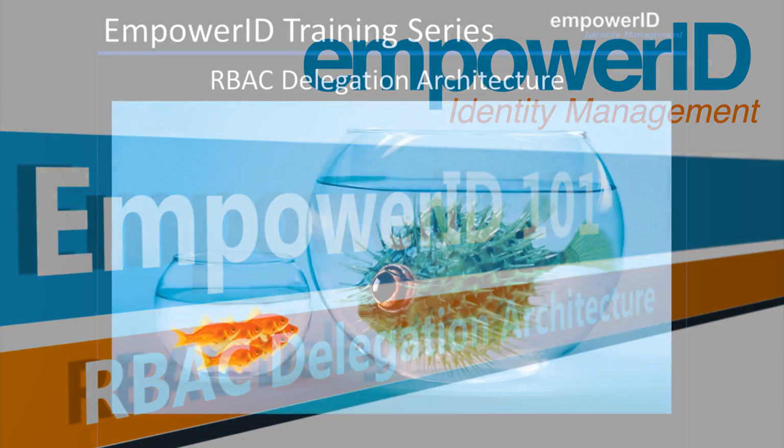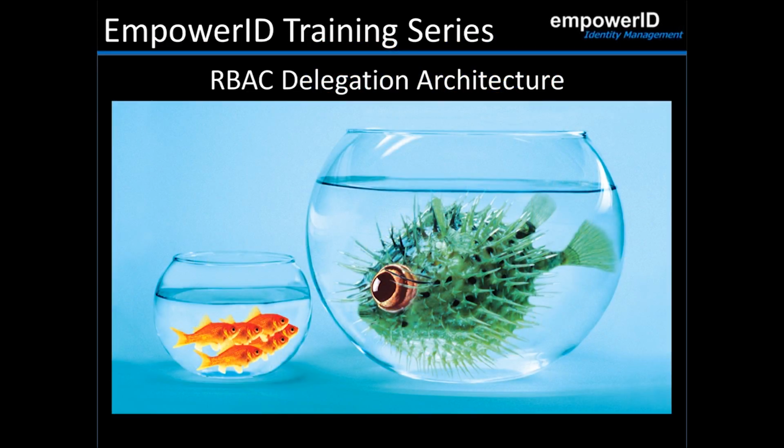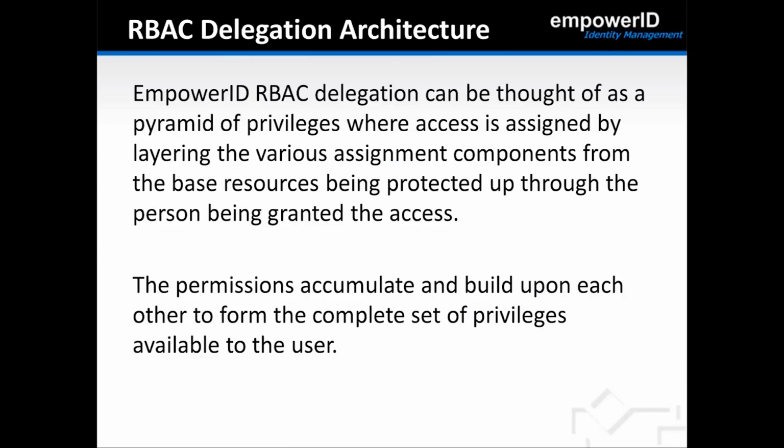This video will cover RBAC delegation architecture. Now, EmpowerID RBAC delegation can really be thought of as a pyramid of privileges, where access is assigned by layering the various assignment components from the base resources being protected all the way up through the person being granted the access. The permissions accumulate and build upon each other to form the complete set of privileges available to the user.